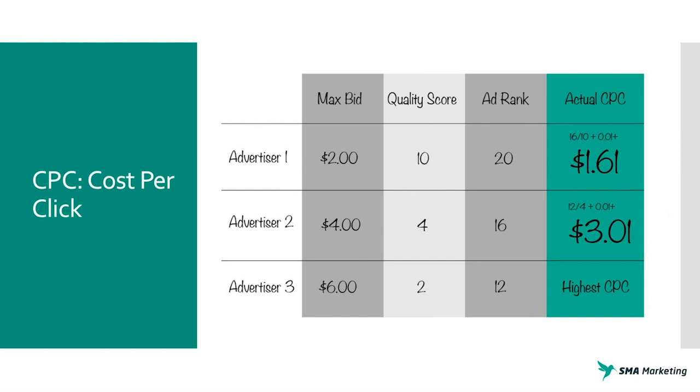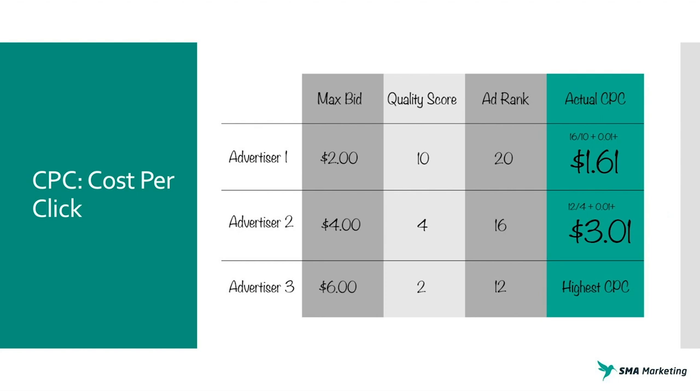But the quality score is really looking at what's the quality of your ad, what's the quality of the keywords, the experience. It's going to factor in your keywords, your ad copy and your ads, and the landing page that you're sending people to from your ad. So advertiser 1 has the highest quality score, it's out of 10, they've got a 10. Advertiser 2's got 4, advertiser 3's got 2. Now you can see their ad rank is directly correlated to their maximum bid times their quality score.